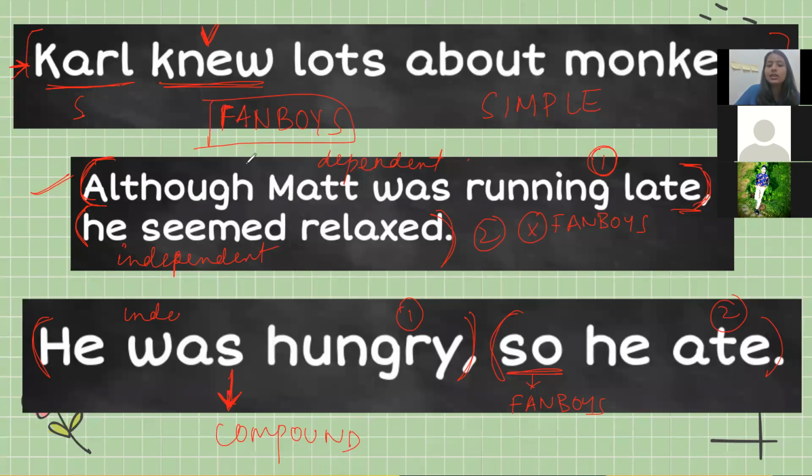Now in the second sentence, you are seeing if there's a FANBOYS word. No FANBOYS word here. But in the third sentence, you can see that there is a FANBOYS word over there. So then this becomes a compound sentence. To confirm, "he was hungry" is an independent clause. Yes. "He ate" is an independent clause. Yes or no? Yes, ma'am. "He ate," उसने खाया, is independent.